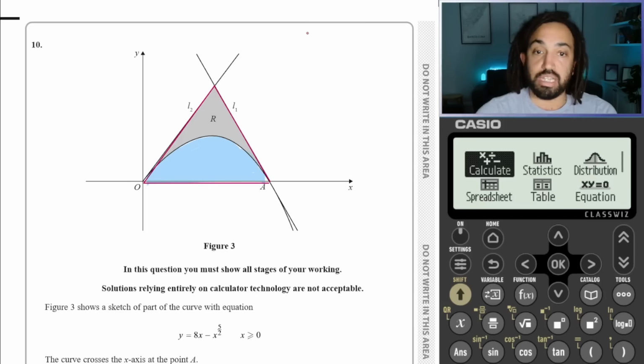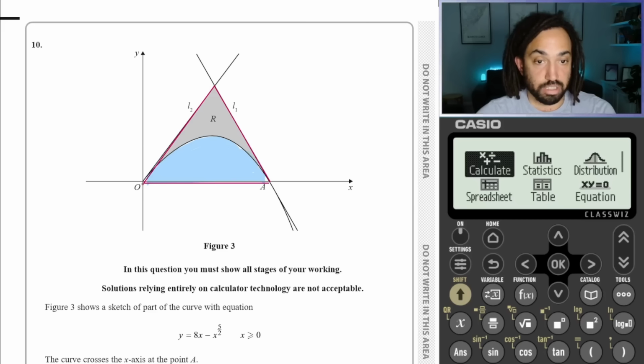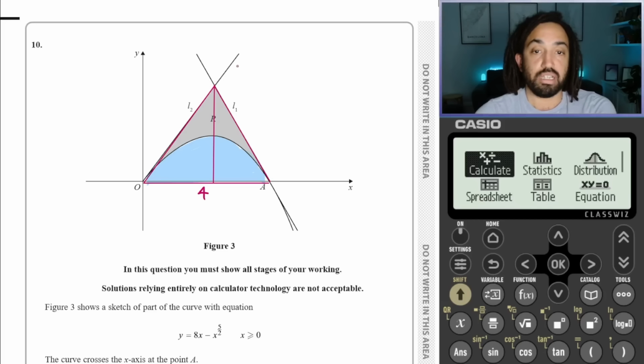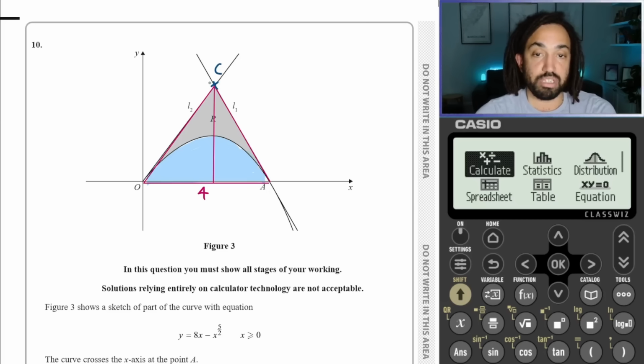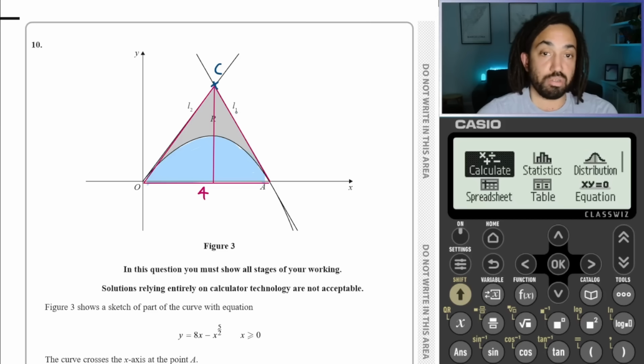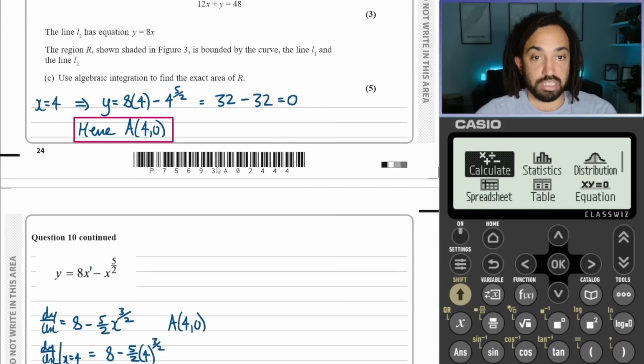Okay, so the triangle, let's work out this first. Now the distance from the origin to A is 4 units, because we know that A is the point (4, 0). So really what we need now is the height of the triangle to work out its area. So this point here, let's call this point C. We need to work out what this point is, and that's where the two lines intersect.